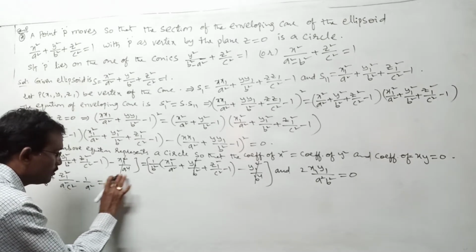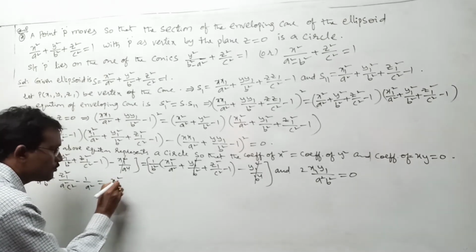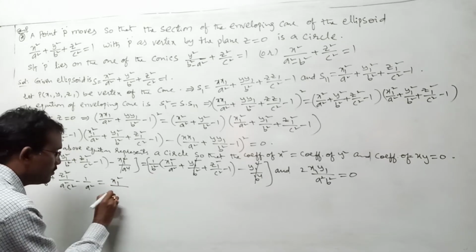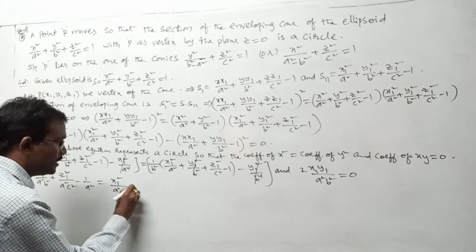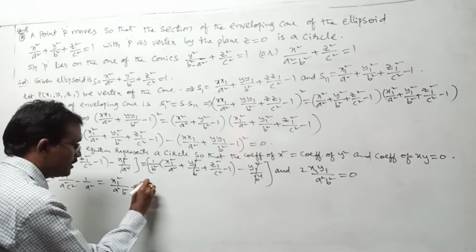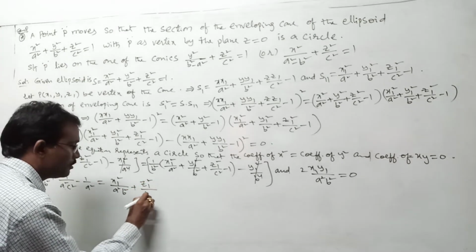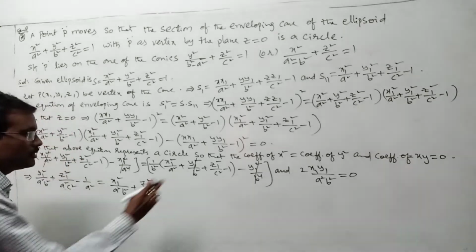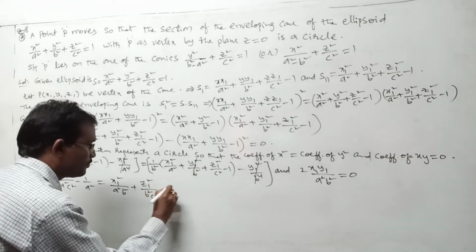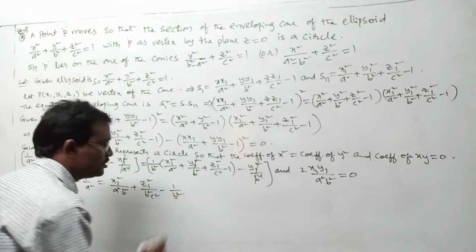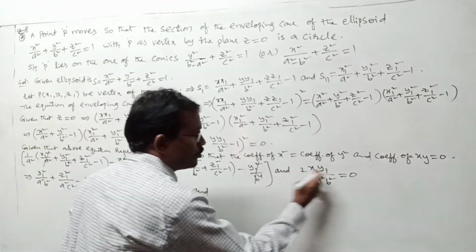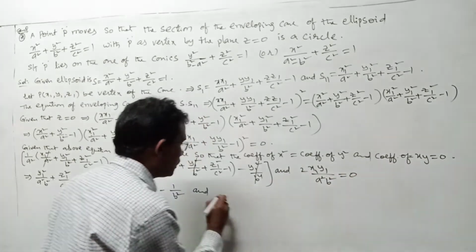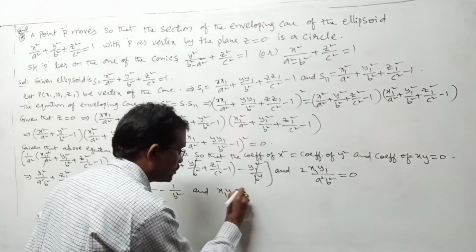x1 square by a square b square plus z1 square by b square c square minus 1 by b square. This is one result. And here one should know, take the 2 to the other side: 0 by 2 becomes 0. Cross multiplication gives x1 y1 is equal to 0.